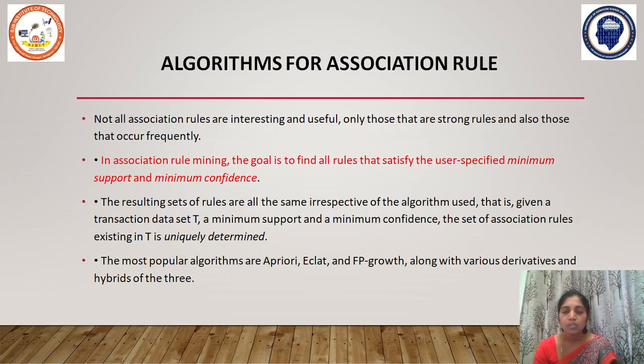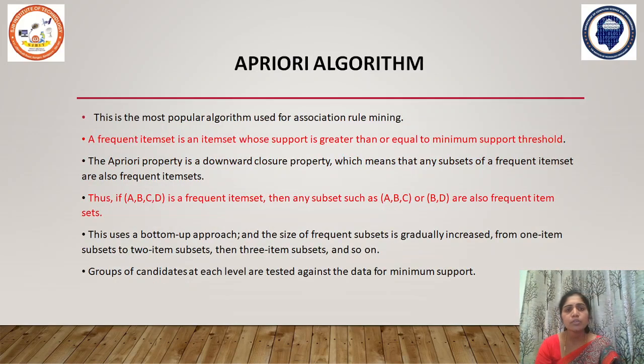A frequent item set is an item set whose support is greater than or equal to the minimum support threshold. The Apriori property is a downward closure property, which means that any subset of a frequent item set is also a frequent item set. Thus, if A, B, C, D is a frequent item set, then any subset such as ABC or BD is also a frequent item set. This uses a bottom-up approach, and the size of the frequent subsets is gradually increased from one-item subsets to two-item subsets, three-item subsets, and so on. The groups of candidates at each level are tested against the data for minimum support.